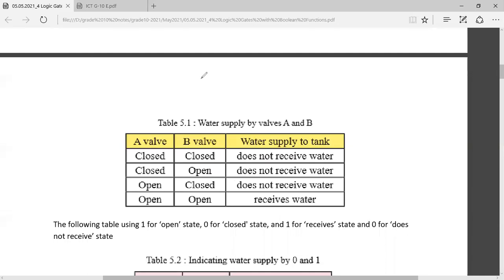What I need, first question, draw the circuit. Draw the basic circuit.